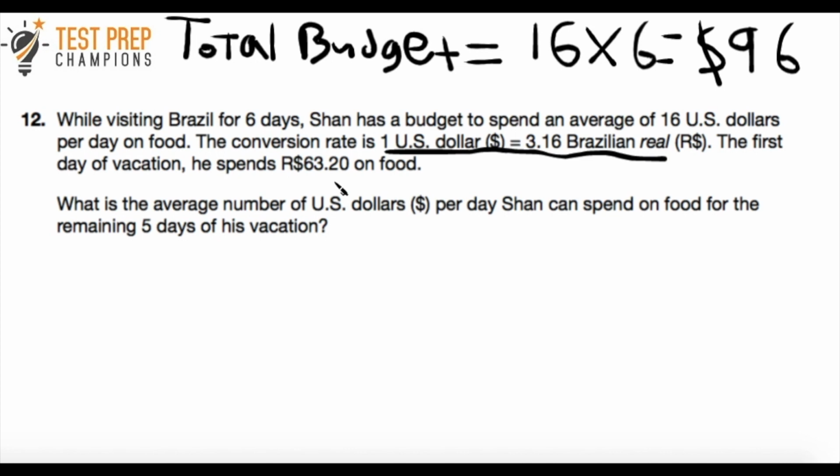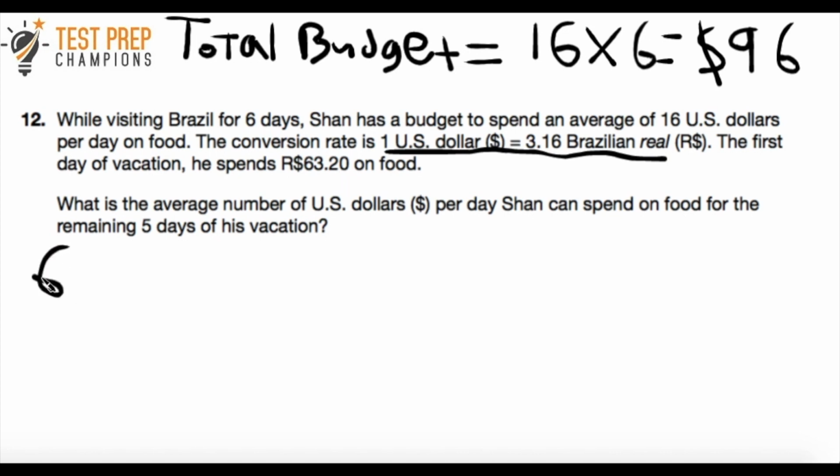Now, if that number equals exactly 16, then there's really not much point in the question here, because then we would know that on average he's going to spend $16 for the rest of the week, so he'd be on perfect pace to do that. However, math questions usually don't work out that nicely, so this number is probably not going to be equal to 16. So we can do our conversion right now.